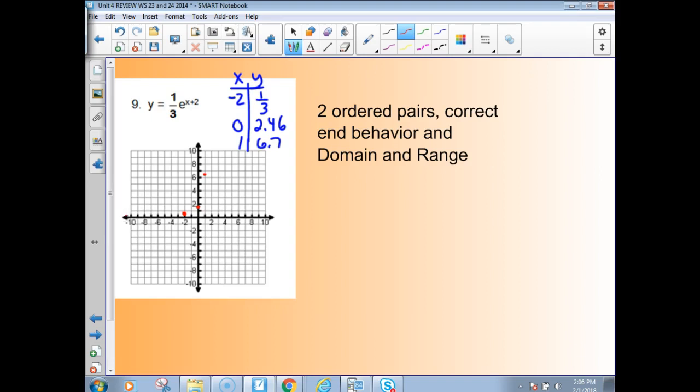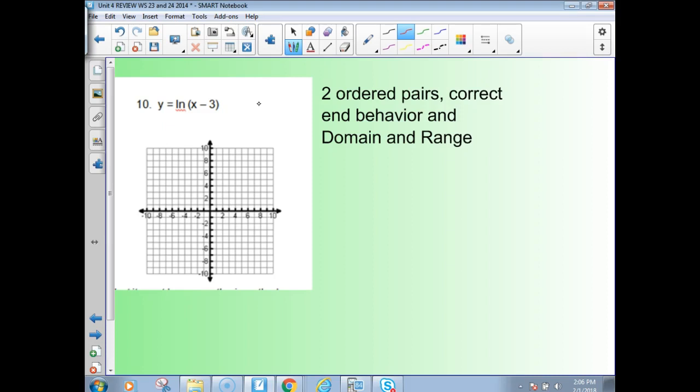This is coming up that way. Okay, it still runs along the x-axis, so its domain is -infinity to infinity. You can put anything you want in, and the range is 0 to infinity. Do not include 0. Okay, that last one was decay because the b value was 1/3.